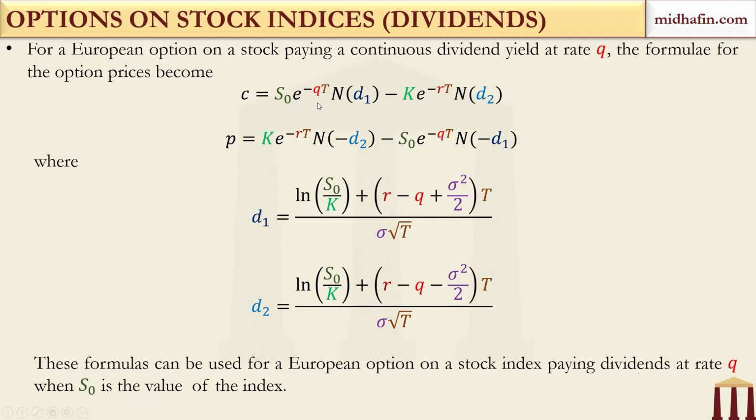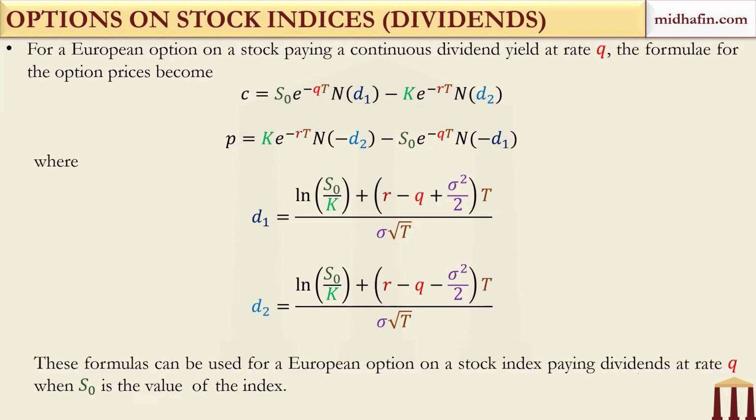Okay, so just a trick I'm telling you. Strike price is always discounted at the risk-free rate. Asset is discounted at the yield or return. Yield, dividend, return, whatever it is given. Asset price, yield, return, strike price, risk-free rate. Okay, always remember that.